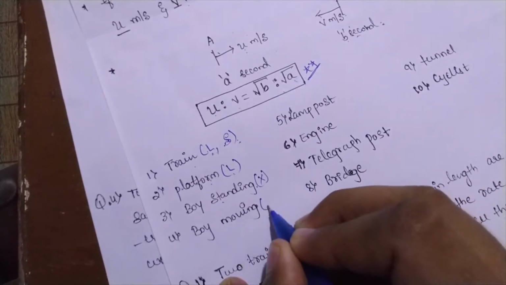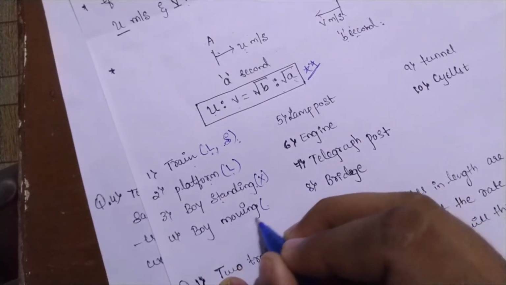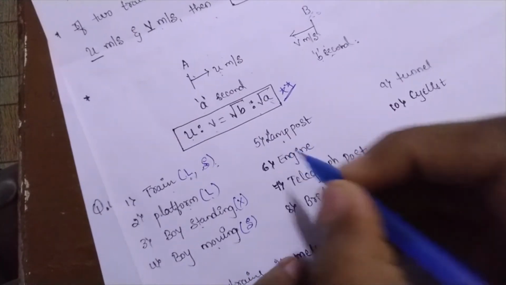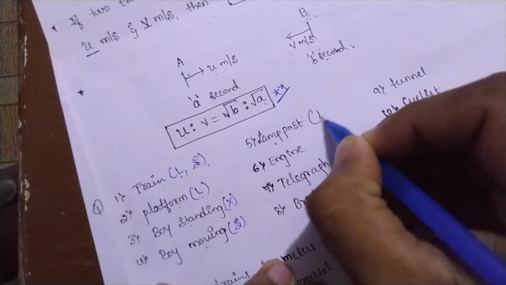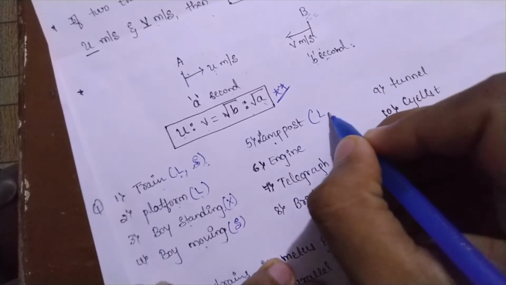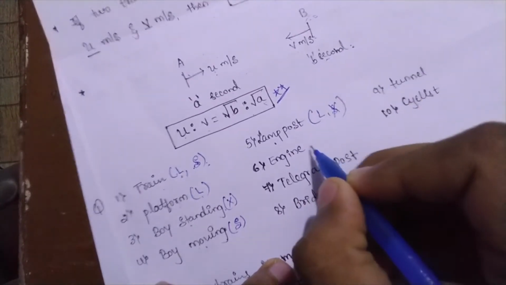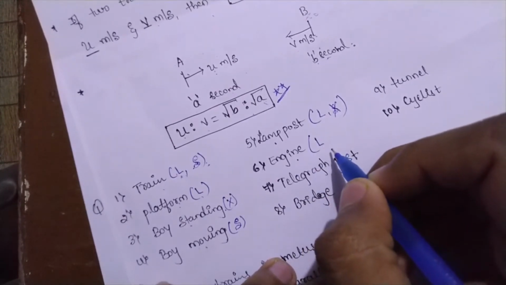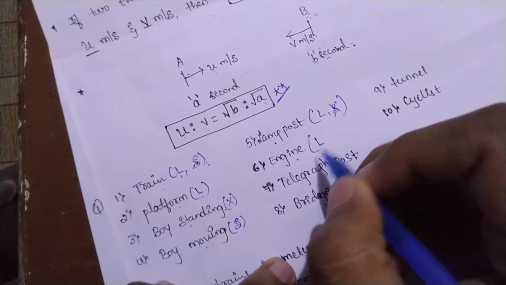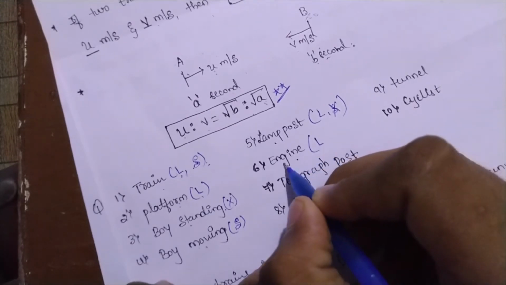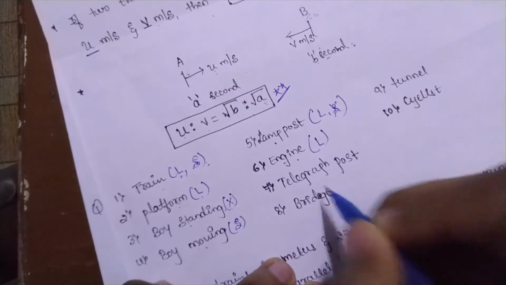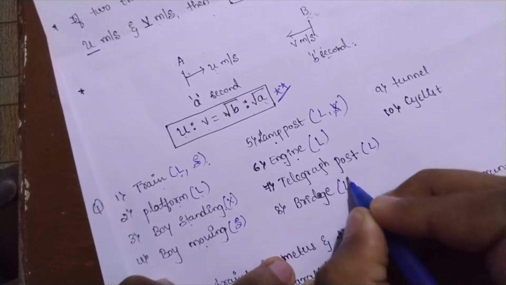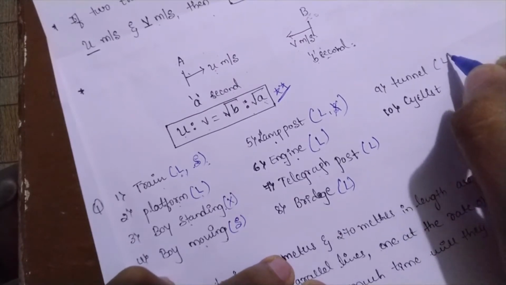A boy moving will have speed. Consider a lamppost. A lamppost has length L, but it doesn't have speed. Consider an engine. An engine has a length L. A moving engine has length and speed, but a stationary engine has only length, not speed. A telegraph post also has length L, not speed. A bridge has length L, not speed. A tunnel has length but not speed.